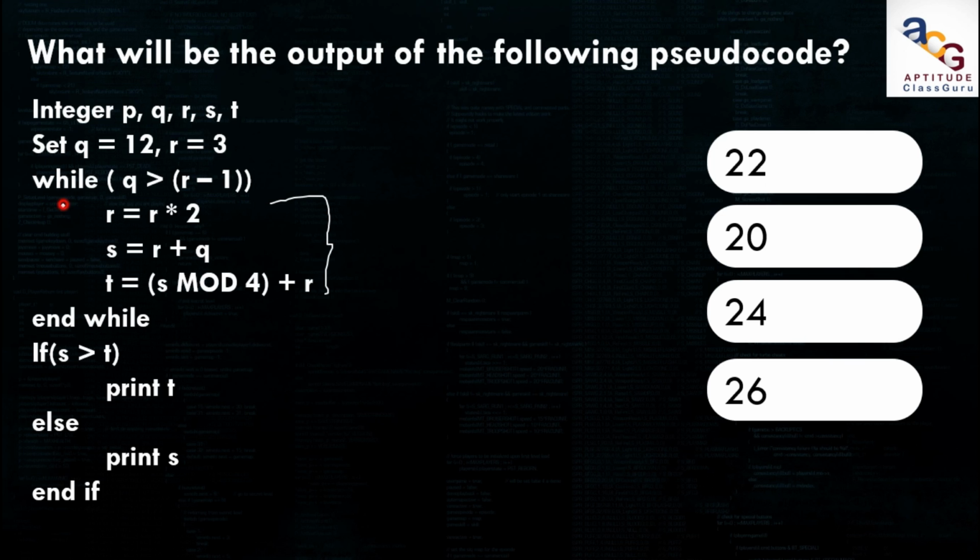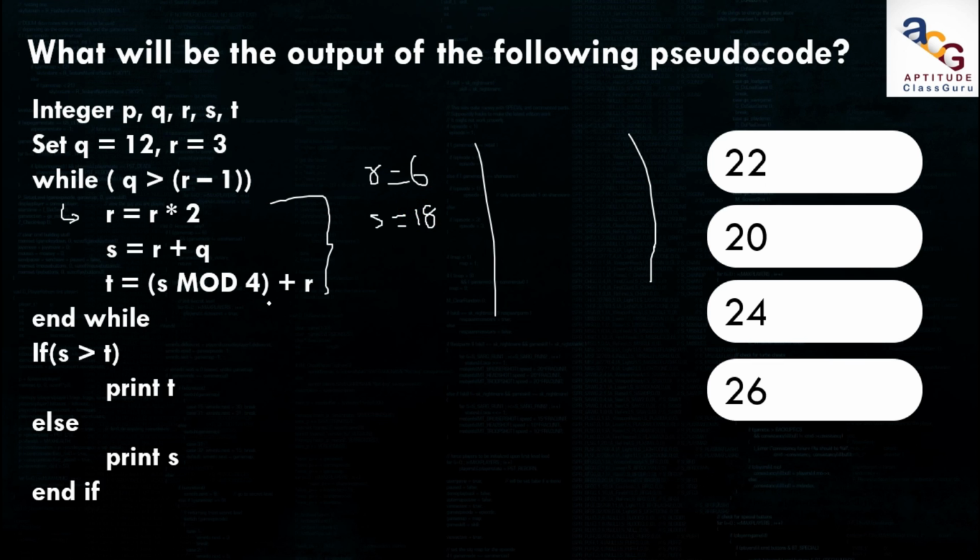So the loop will be entered, and I am drawing some tabular format here in order to know each and every variable value. r equal to r star 2. What is the value of r? It's 3. 3 star 2 is nothing but r value now 6. s equal to r plus q. What is the value of r? It is 6 now. And what is the value of q? It is 12 only. So s value equal to 6 plus 12, 18.